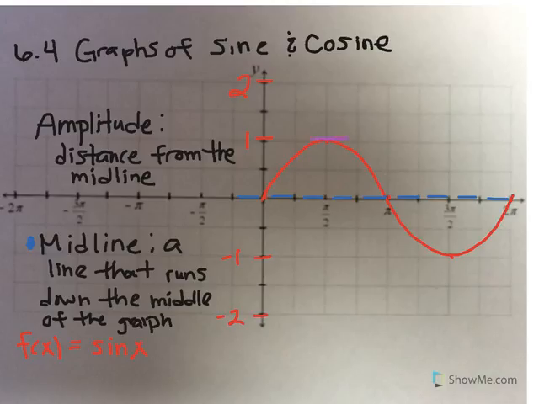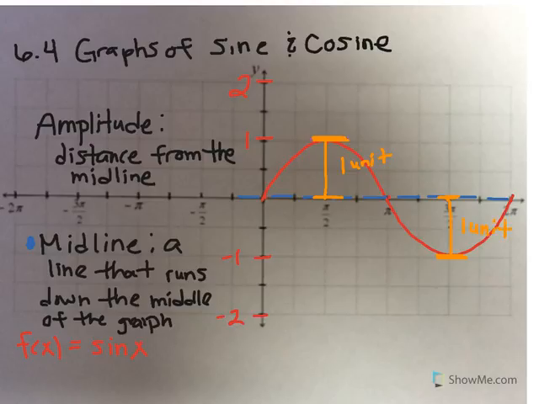Oh, that doesn't show up very well. Let's try orange. There we go. So if I were to measure the distance from that highest point to this midline, it would have a length of 1 unit. And therefore my amplitude would be 1. Also, same thing over here. This is my lowest point, and it also has the same exact distance from the midline. And that should always be true.